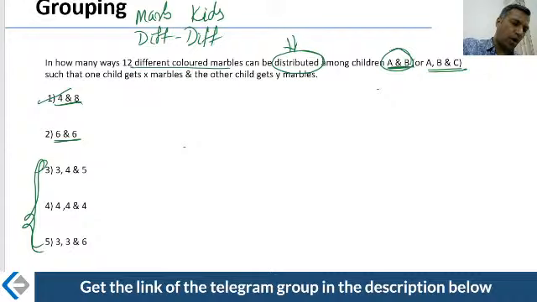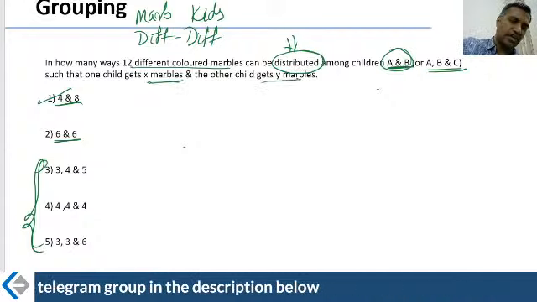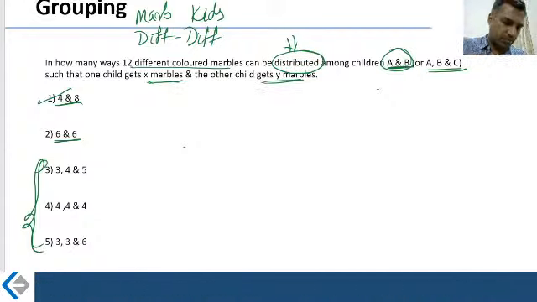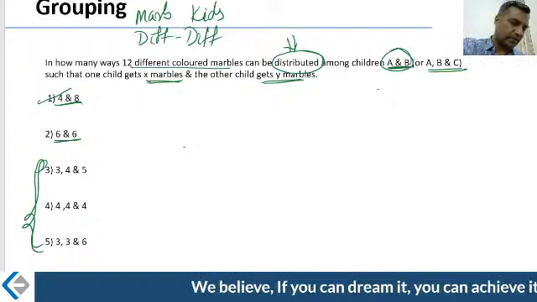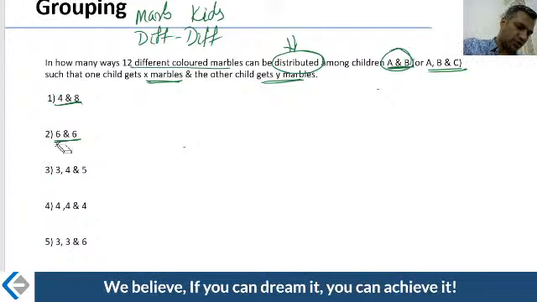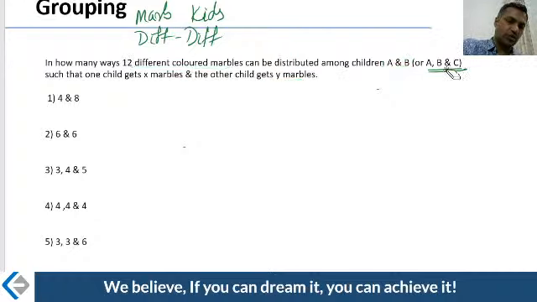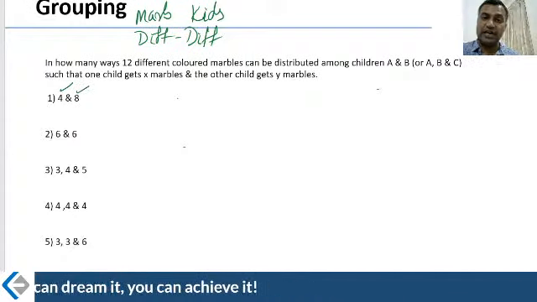Such that one child gets X marbles, the other child gets Y marbles. If there are 3 groups, X, Y, Z. Something like that. All of you got this particular question. Fine. Let's understand the first one. So, what is the first question here? 12 different marbles. One child should get 4. One child should get 8. Who should get 4? That's up to you.